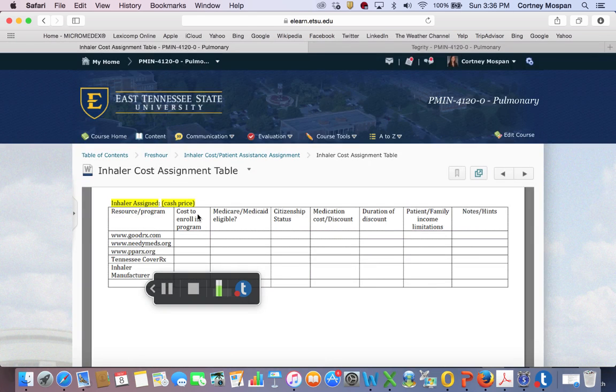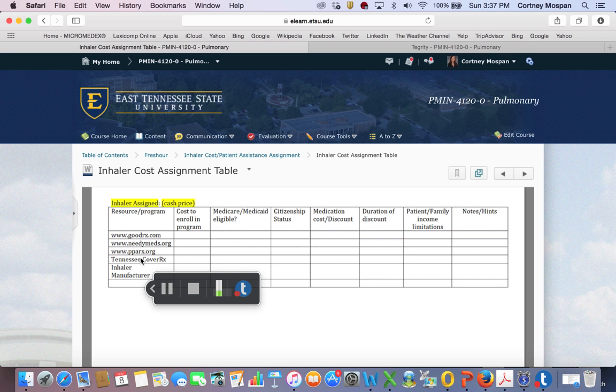So again, each of you have an inhaler that you are assigned based on your group, and then just a few simple areas in the table to fill out to try and create some comfort and knowledge base of these resources. So she has GoodRx, Needy Meds, and then PPRX. Just that again is going to be an access point for your inhaler manufacturer patient assistance program. So it's going to overlap with this one down here, the inhaler manufacturer. Because again, PPRX is pointing you to that manufacturer's patient assistance program.